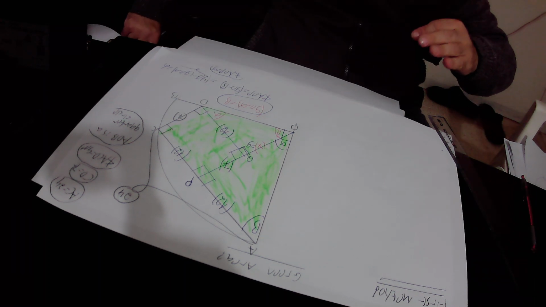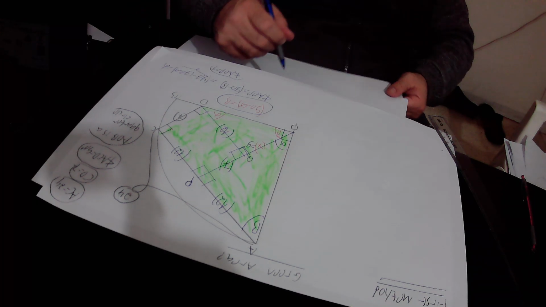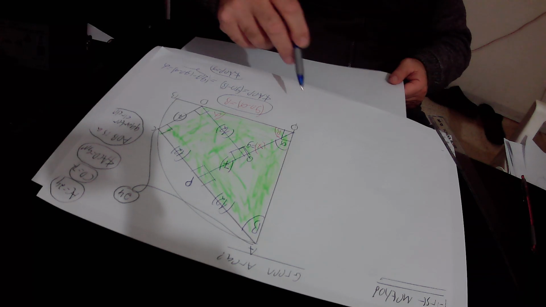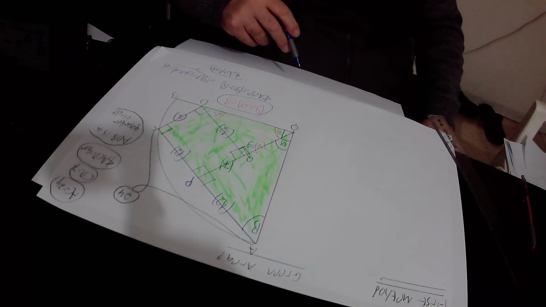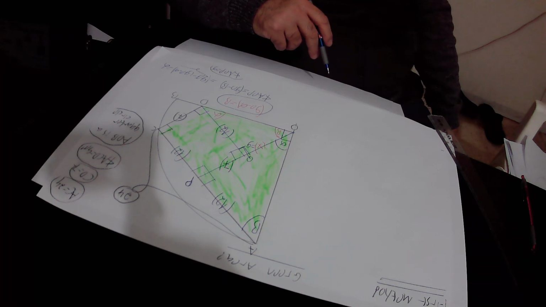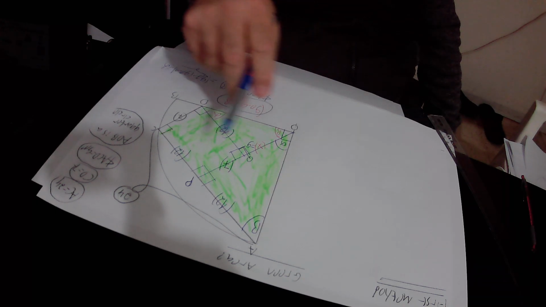Okay. Our mission is to find out the area of this green shape. We'll divide the green shape into 3 parts, and we'll calculate the area of each part, and then we will add the 3 areas together, and this will be equal to the area of the green shape.